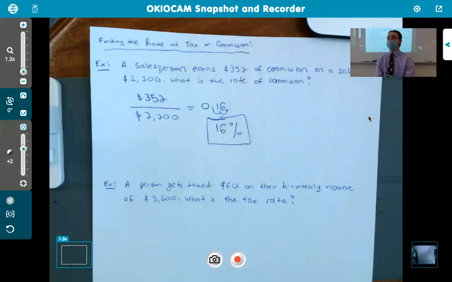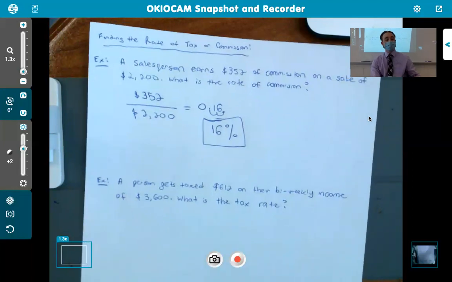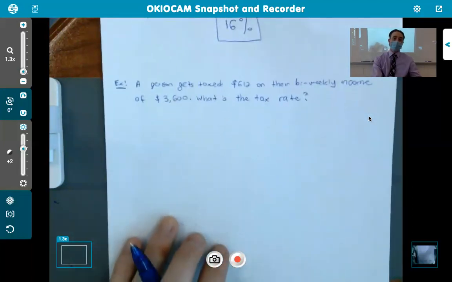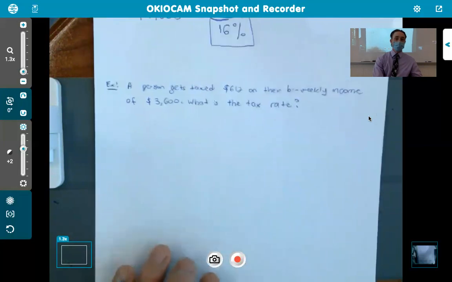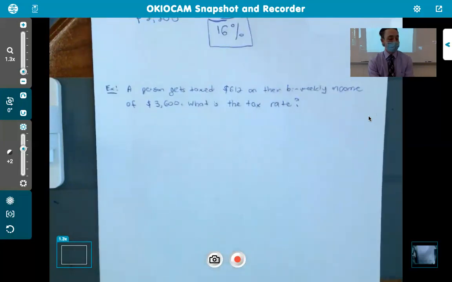Any questions about that first example? All right, let's take a look at the next example. It says a person gets taxed $612 on their biweekly income of $3,600. What is the tax rate?